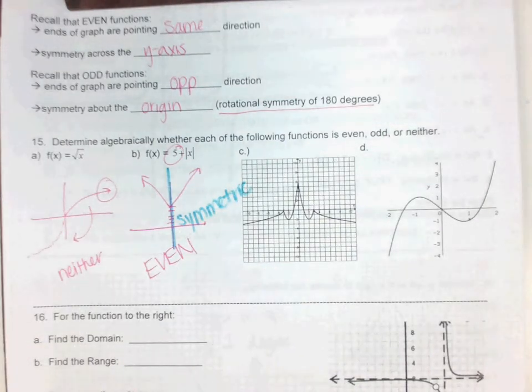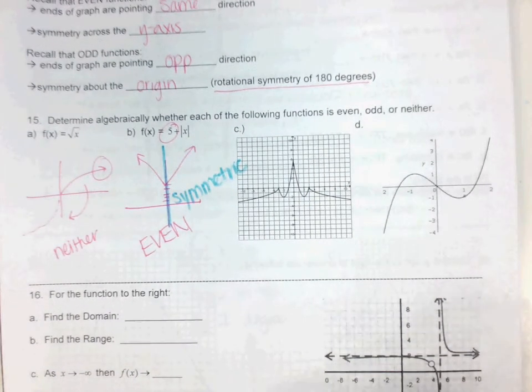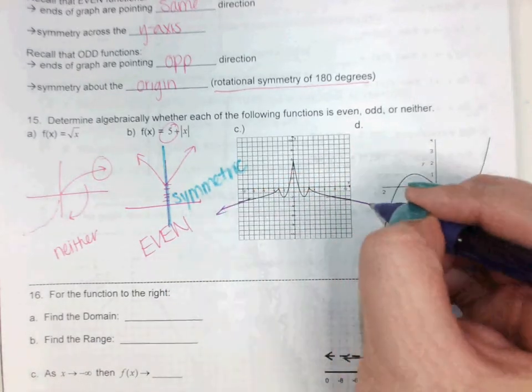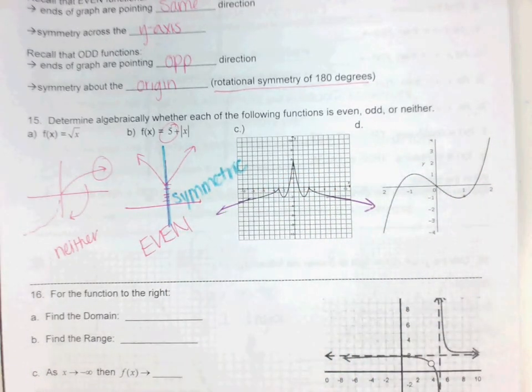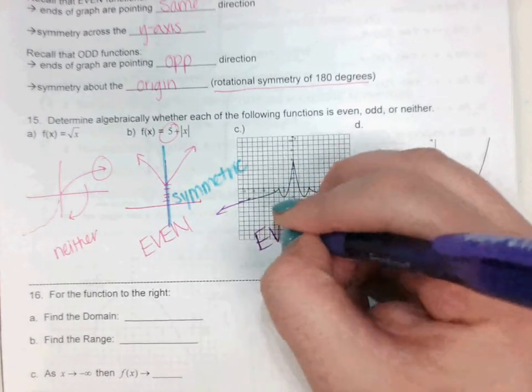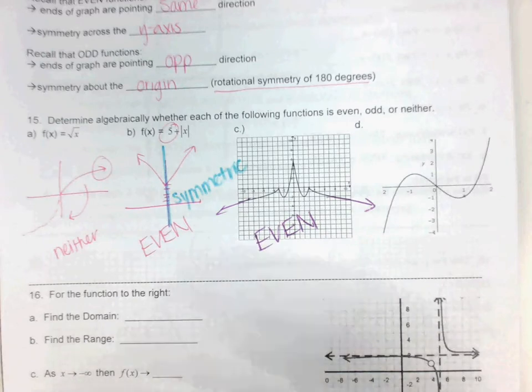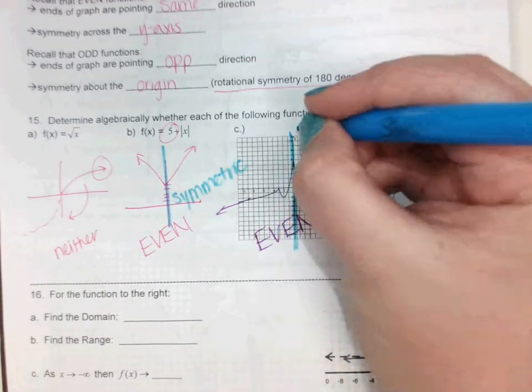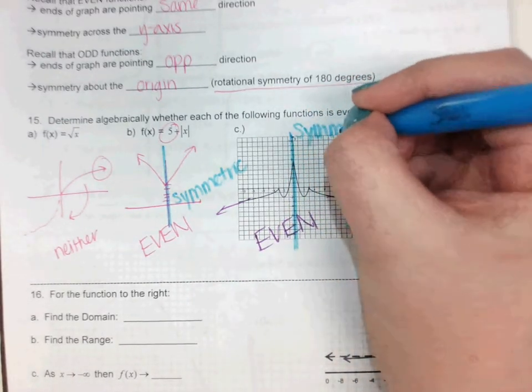Okay? Look at letter C. Which way are both of my ends going? Opposite, right? They're both pointed down. So my ends are the same. That makes it what? Even. Also, draw in your symmetry. Do you see it? Okay, my sides match each other. That should always happen if it's even.